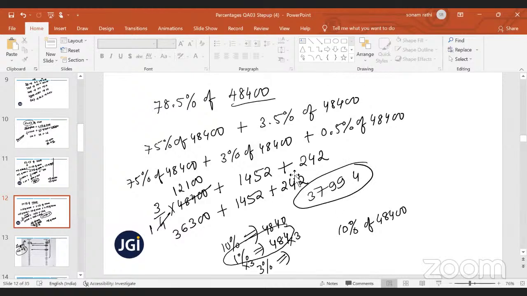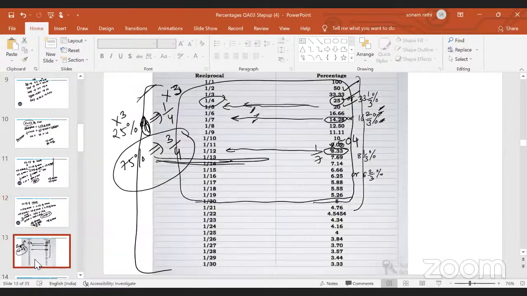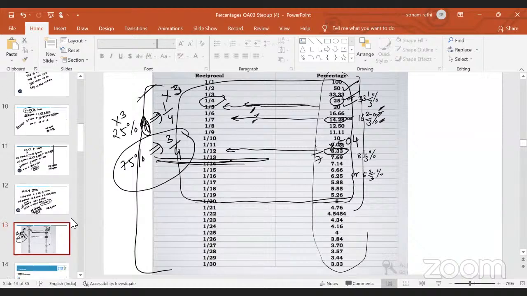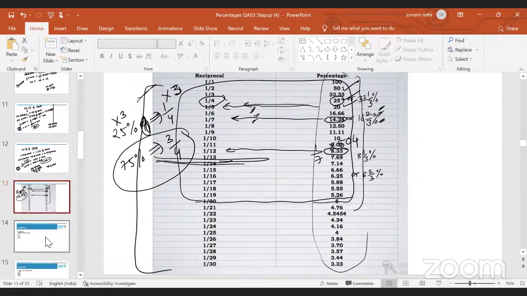So this is how you will use this table to solve the question. If you are seeing directly something from the list, it is fine. If it is not directly from the list, then you have to break it down and solve it. Okay? Is it clear to everyone? Yes, ma'am.